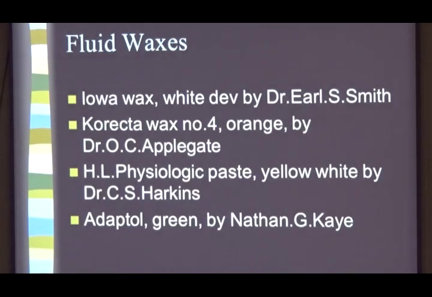So what details do you have to read for your entrance exams? For Iowa wax, what color, and who developed it. If there is a year along with it, you have to read that also. Correcta wax number, because it's available in 4 numbers. As a PG, we learned that it is available in 4 numbers. Number 1 is used for this, 2 for this, 3 for this, 4 for this. But as a UG, I never knew that Correcta number 4 only was used for the fluid wax technique. Iowa wax is orange, by Applegate. HL physiologic paste, yellow white, by Dr. Harkins. Adaptol, green, by Nathan G. Kay.